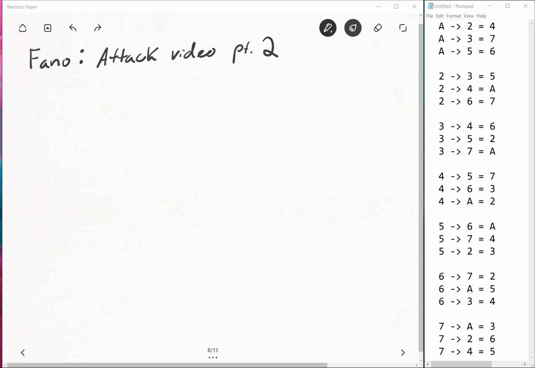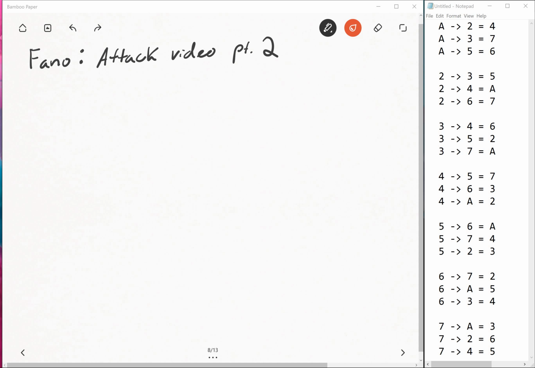In my last video, I covered how to interpret the Fano plane to enable attacking in Fano the card game. In this video, I'm going to show you that all attack sequences can be derived from 3 mathematical operations. I will also show you different ways to memorize the 3 operations.